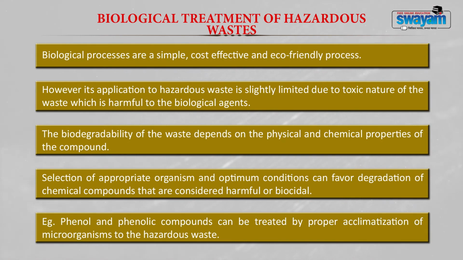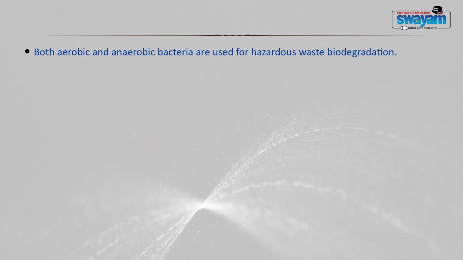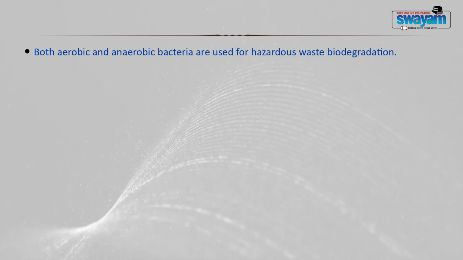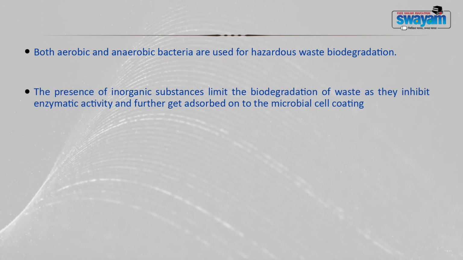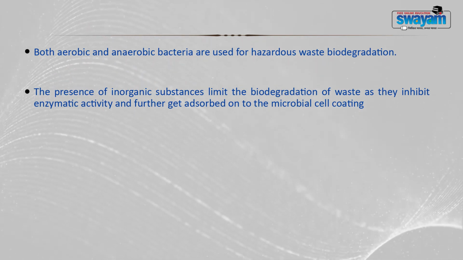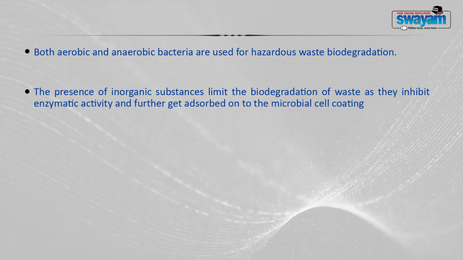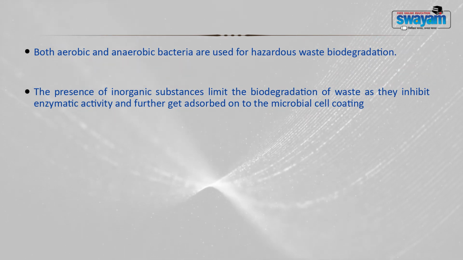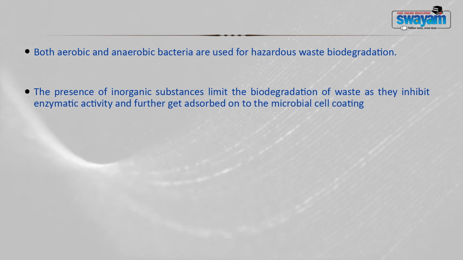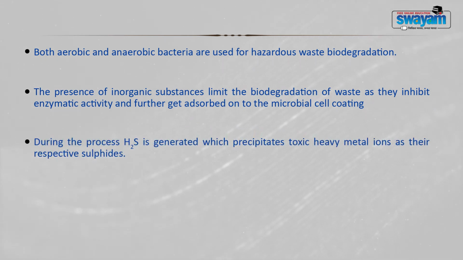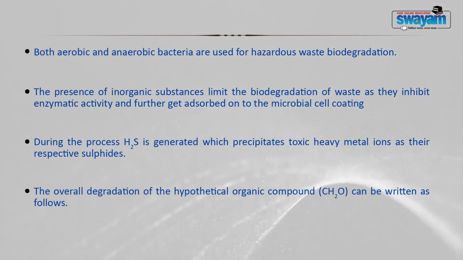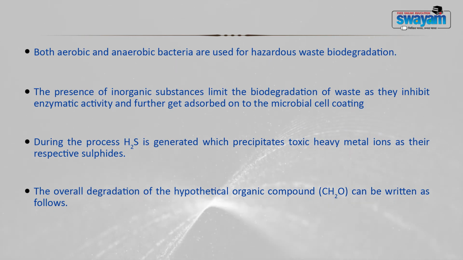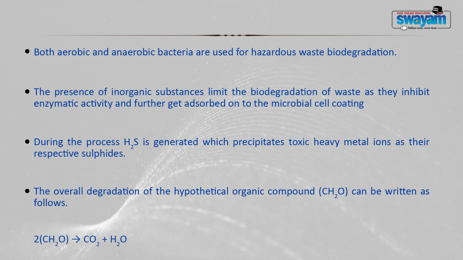Selection of an appropriate organism and optimum conditions will generally favor better degradation than chemical methods. An example is phenol and phenolic compounds, which can generally be treated if you properly acclimatize the biological agent to the hazardous waste. You can use both aerobic as well as anaerobic bacteria for treating the hazardous waste. Now, the presence of inorganic substances will generally limit the biodegradation of waste because they inhibit the enzymatic activity of the microorganisms. Further, they also get absorbed onto the microbial cell coating. During the process, H2S is generated, which precipitates toxic heavy metal ions as their respective sulfides. The overall degradation of the hypothetical organic compound, CH2O, is given by the following equation.